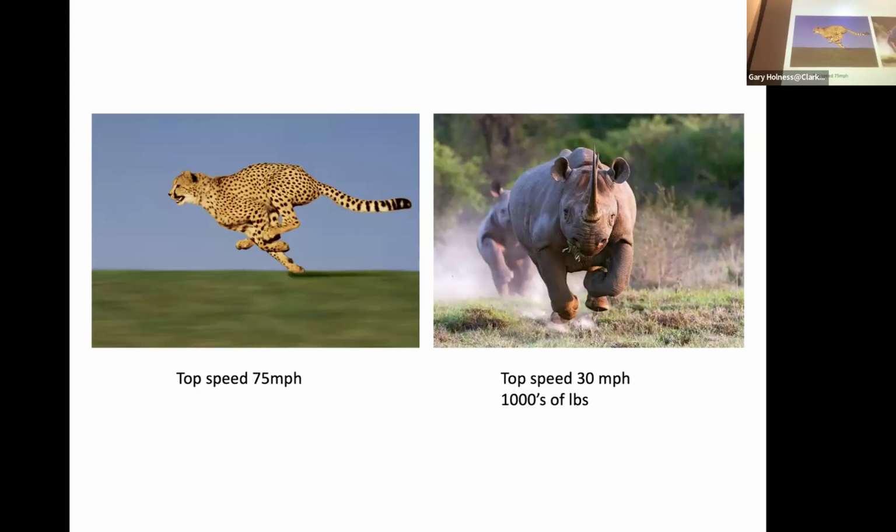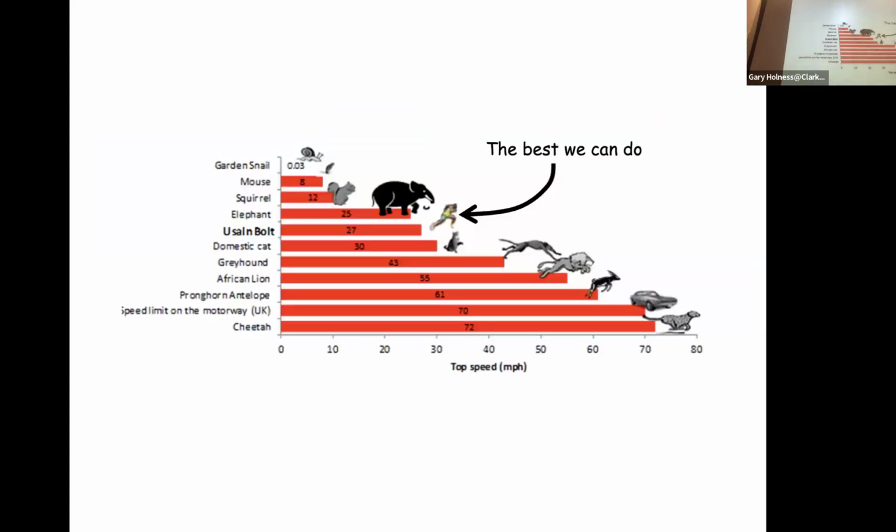I can't imagine a thousands-of-pounds rhinoceros charging at 30 miles an hour. That'd be horrific. Now, of course, a friend of mine says you don't have to run faster than a rhino. You just have to run faster than your friend, right? Well, I thought it was funny. But anyways, when we look at the best that we can do in terms of speed, we're just barely faster than an elephant, but not quite as fast as a domestic house cat, because there are several examples in the animal kingdom that are stronger and faster.